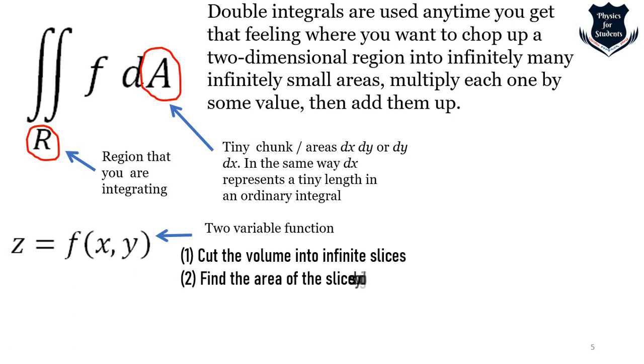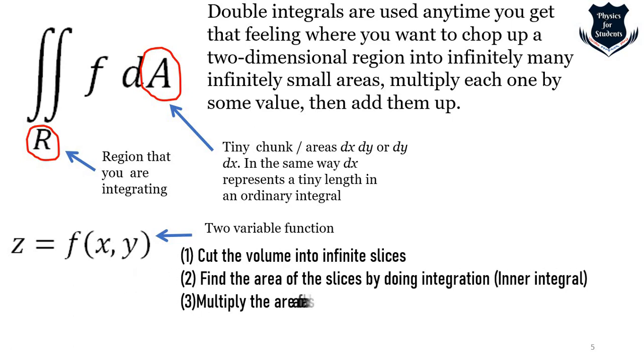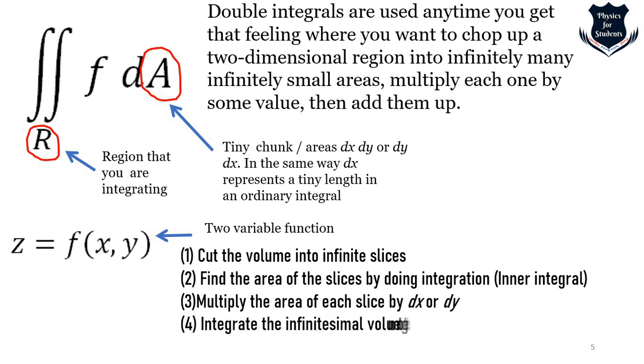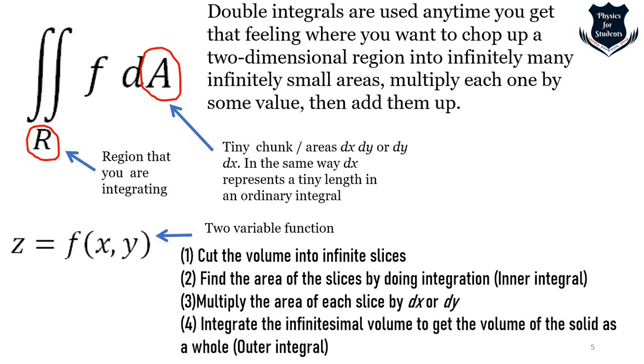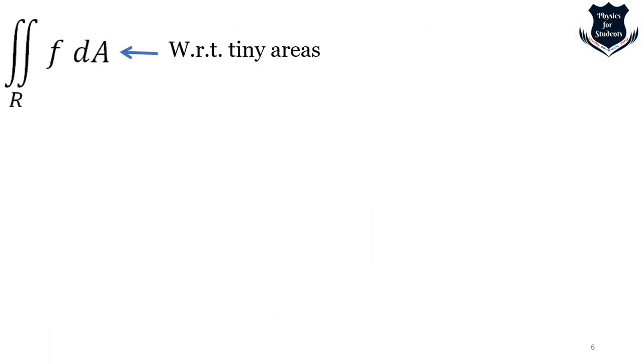Now the visualization goes something like this: we cut the volume into small pieces, then we find the area by doing an integration, which is the inner integral, and then we multiply the area of each slice by either dx or dy, and then we integrate the infinitesimally small volumes to get the volume of the solid as a whole, which is the outer integral. So this is just to give you an idea of how the thought process goes, and how and why we divide these into small pieces. This is the kind of visualization which will help you understand these things.